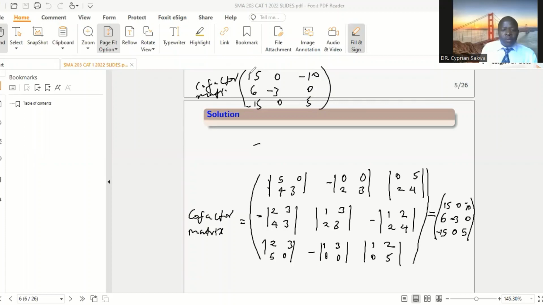And of course, you know that 15 was the minor of the first element. 0 was the minor of the other elements. The minors have no signs. 10 was the minor of the third element, and so on. Now what we want to do is to get the adjoint. And the adjoint of a 3 by 3 matrix is just the transpose of the cofactor matrix.